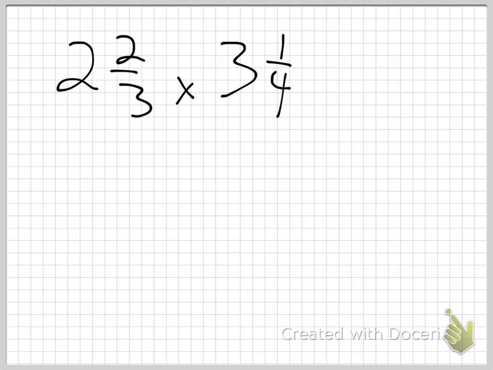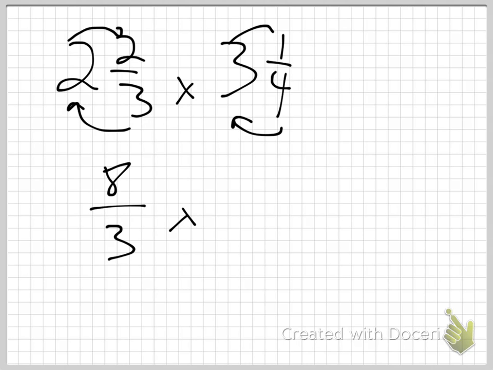In order to do this, what you need to do is turn those mixed numbers into improper fractions, right? Do you all know how to do that? We've done this before this year, right? 3 times 2 is 6. 6 plus 2 is 8. 8/3 times 4 times 3 is 12. Plus 3, so it's 13/4.